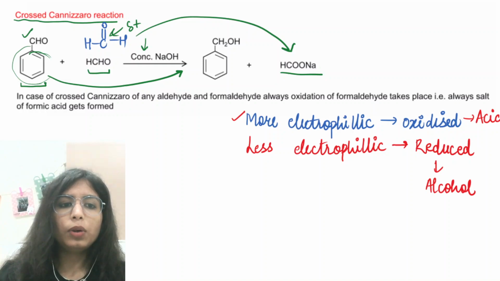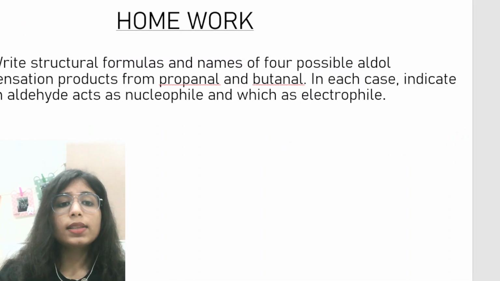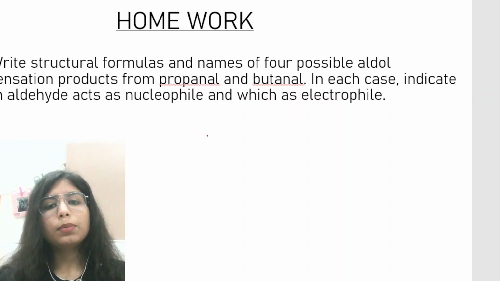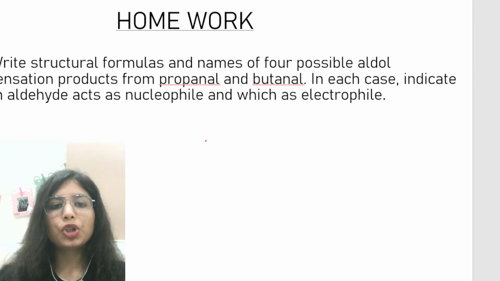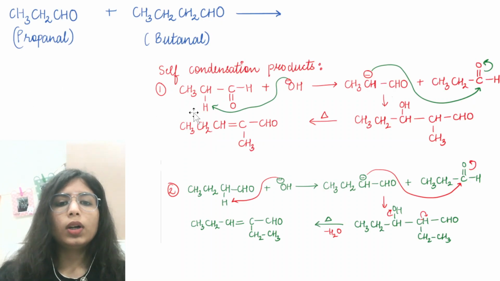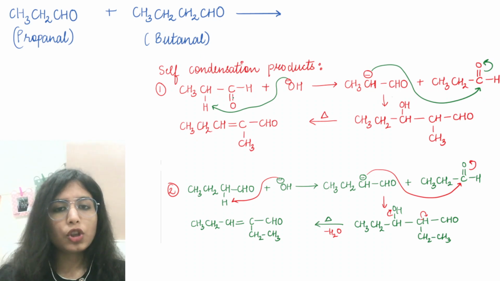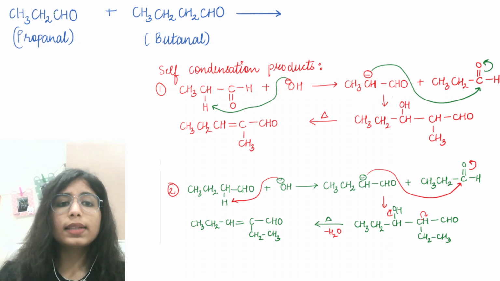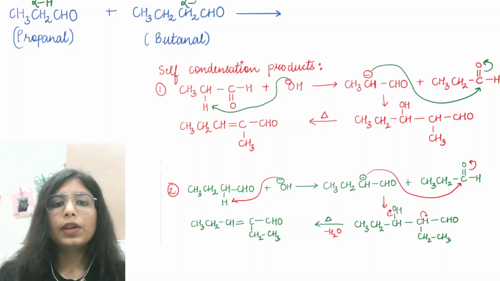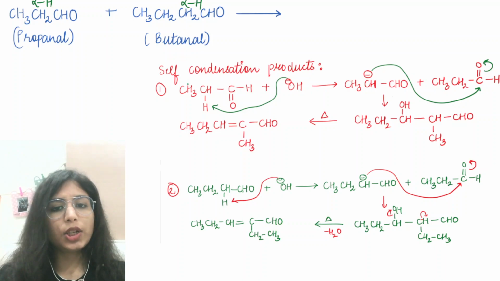And talking about the question that I gave you in the previous video, that was: write structural formulas and names of the 4 possible aldol condensation products from propanal and butanal. So these are the answers to this question. Basically here 4 different kinds of products you'll be able to form, and since both of them contain alpha hydrogen, both of them would participate in the aldol condensation reaction.